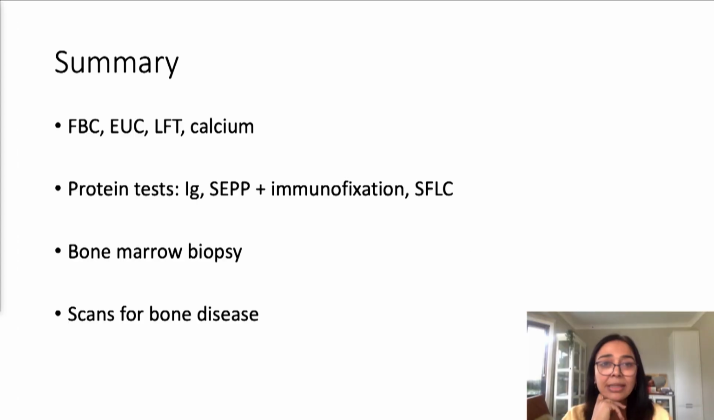So just to summarize, patients with multiple myeloma tend to have a full blood count performed, EUC, which is looking at renal function, liver function tests, which will tell you if the globulins are elevated, and calcium levels. In terms of the specific protein tests, we do serum immunoglobulins, so looking at IgG, IgA, and IgM levels. We then do serum electrophoresis to look for the M band or the paraprotein. And then we use immunofixation to type the paraprotein to tell us whether it's IgG or an IgA, and to tell us whether it's kappa or lambda.